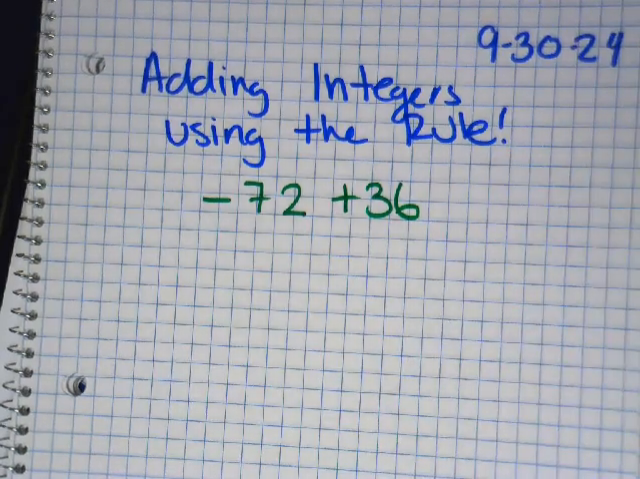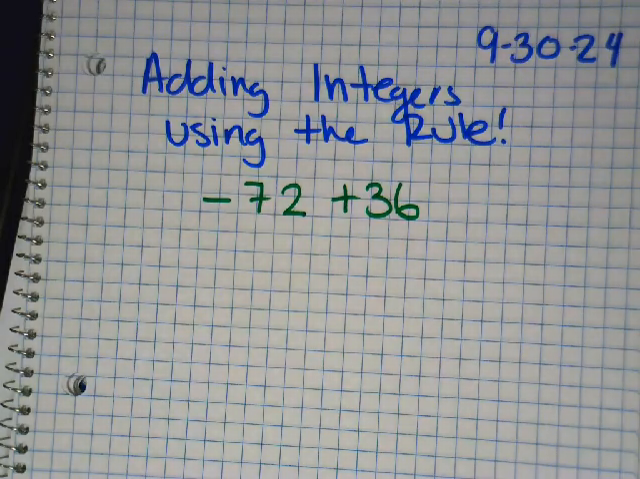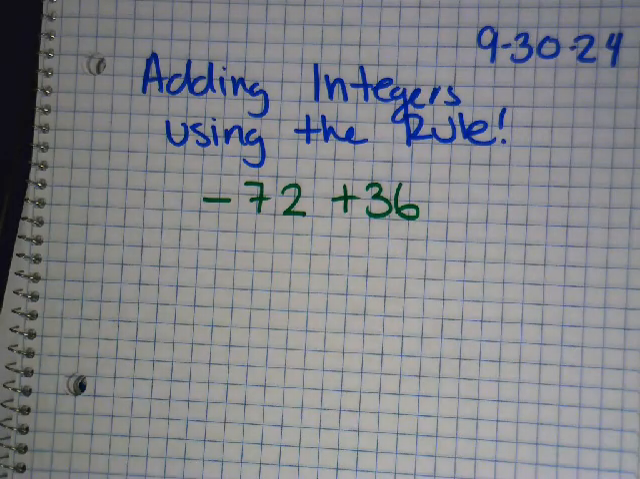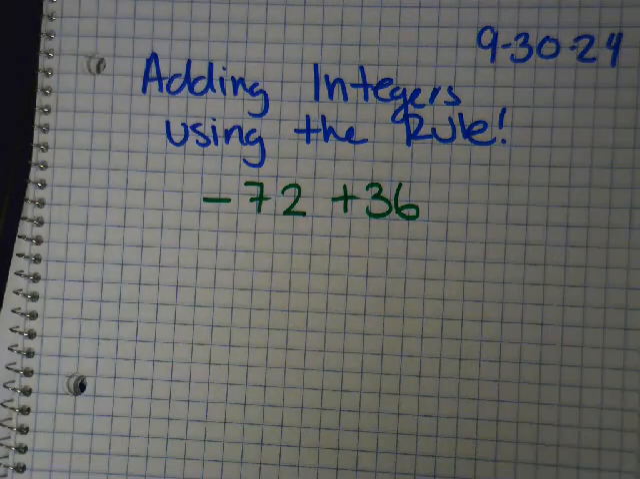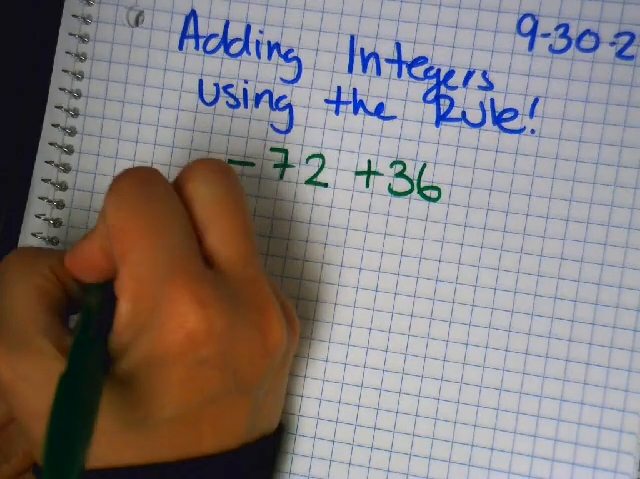Question, which number is bigger? Negative 36. 36. I was scared. So which one is bigger? 36. Okay, good. My ears did not hear anyone say negative 72, because it's not bigger. It's not bigger. All right. Okay, so what's the rule?